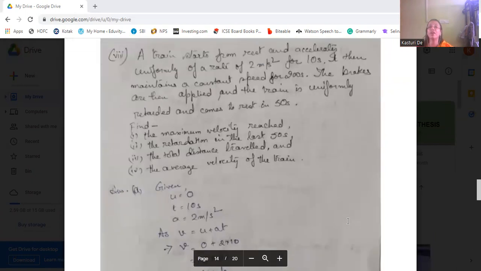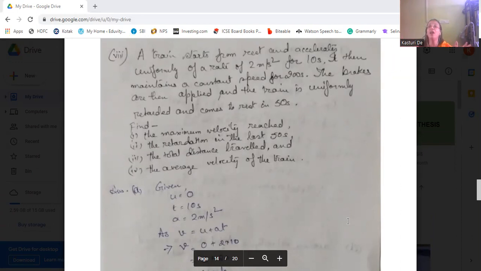Next question is, a train starts from rest and accelerates uniformly at a rate of 2 meters per second square for 10 seconds. It then maintains a constant speed for 200 seconds. Okay, so it starts with a uniform acceleration of 2 meters per second square, and for 10 seconds it carries on with this acceleration.